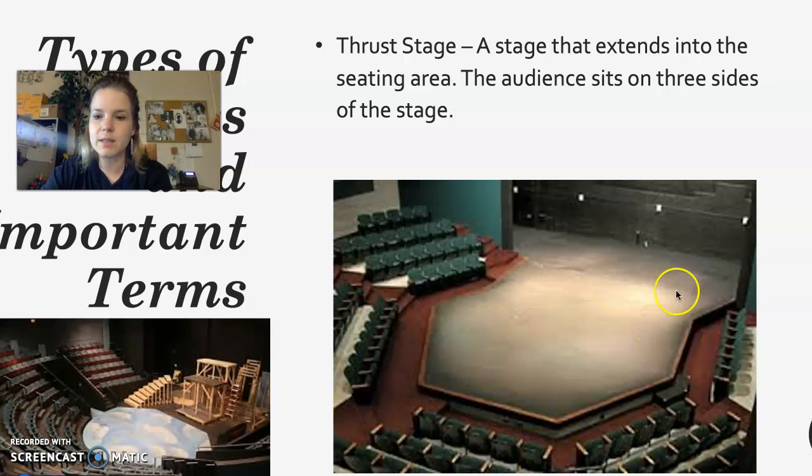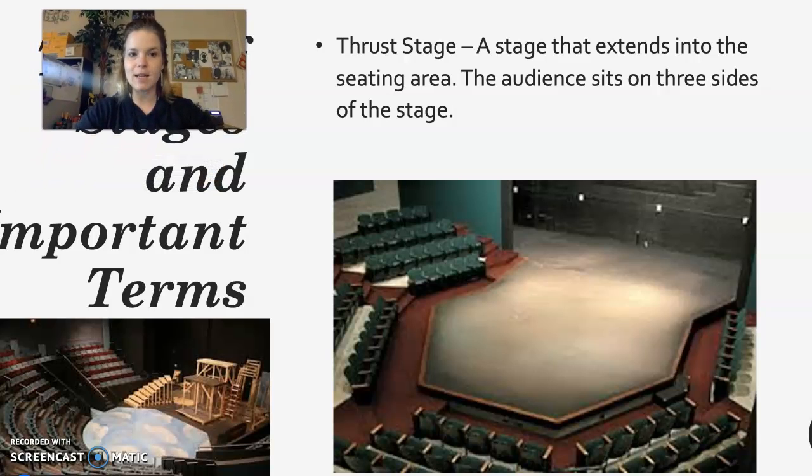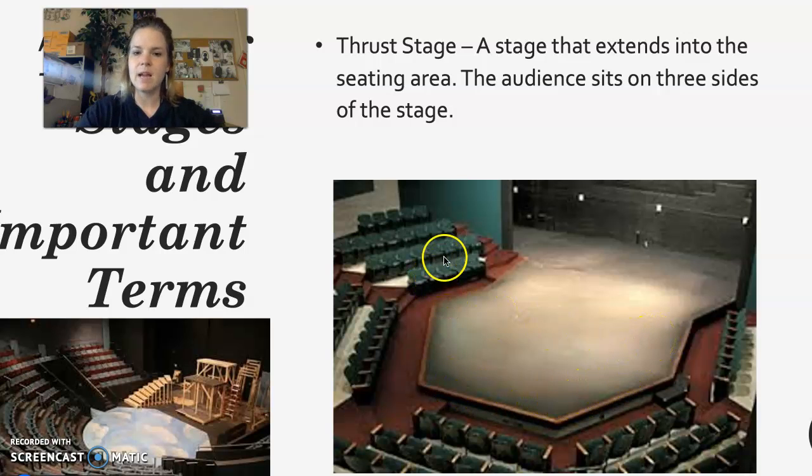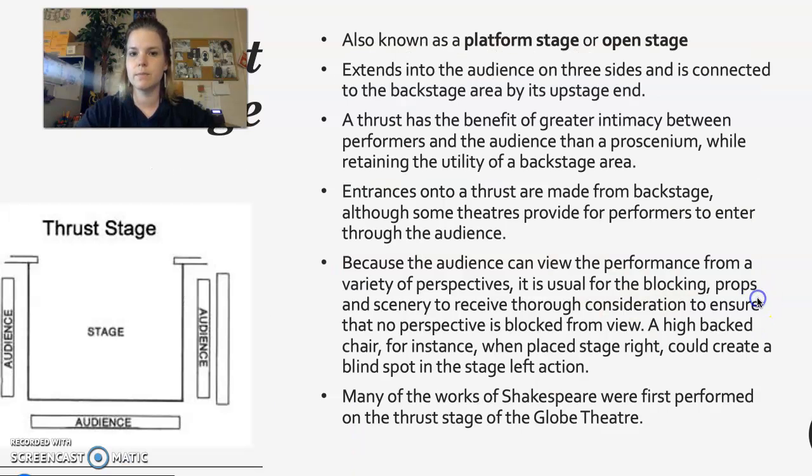Then we have a thrust stage. If you ever get to go to the Temple Civic Theater in Temple, they have a thrust stage like this. And a thrust stage has the back of it like a proscenium, but then it has an apron that comes out and becomes a stage unto itself. And the audience sits on three sides of the thrust stage. This is also known as a platform stage or an open stage.